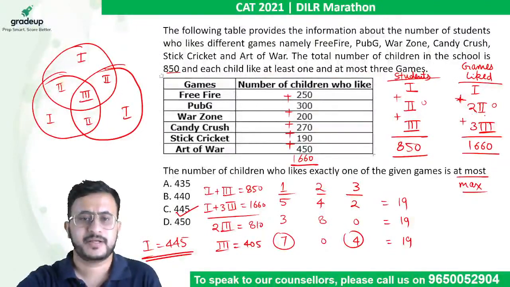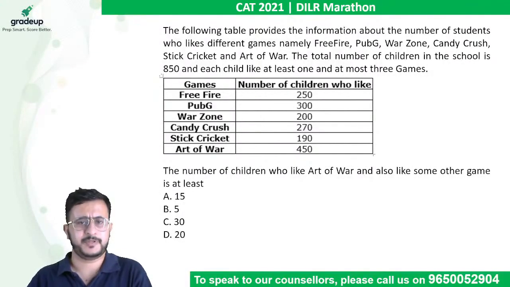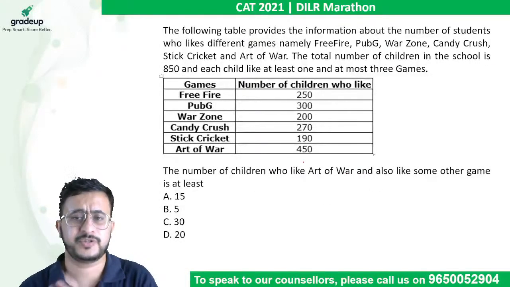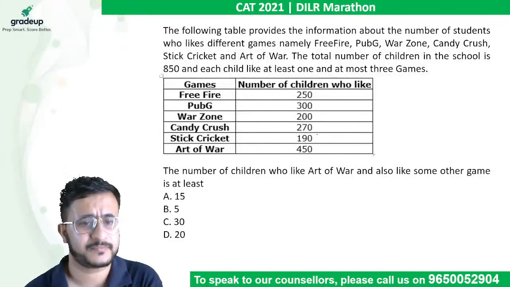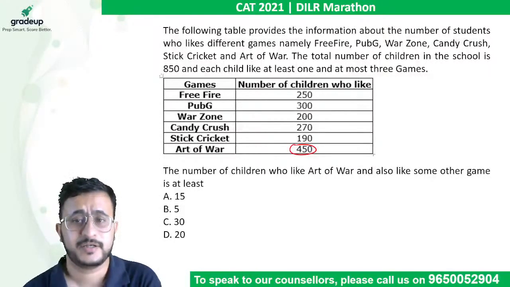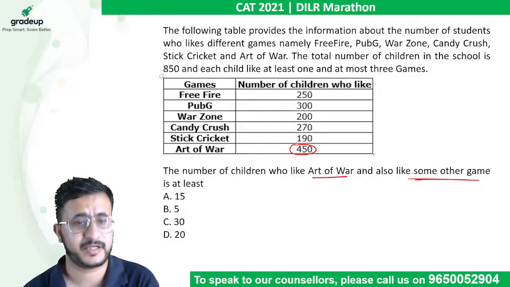Okay. Let's look at the next question. The number of children who like Art of War and also some other game is at least. So the number of people who like Art of War and some other game, right? There are 450 people who like Art of War, right? So you have to find Art of War and some other game, right? So some other game.